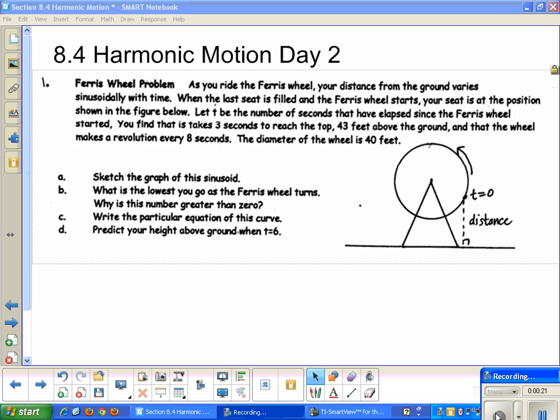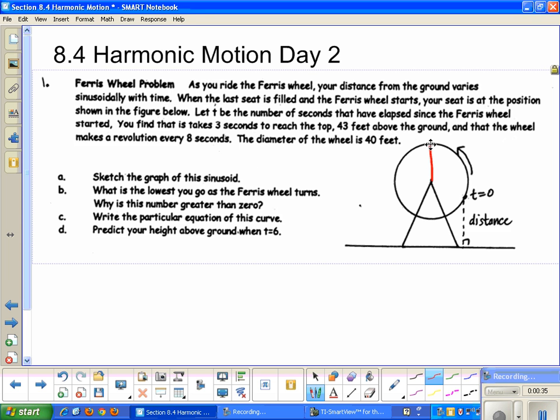You find that it takes 3 seconds to reach the top, 43 feet above ground, and that the wheel makes a revolution every 8 seconds. The diameter of the wheel is 40 feet. So that's the first thing I'm going to write in, just look at the picture here. If the diameter is 40 feet, which is this whole thing, then right here this would be 20, and this would be 20 for the wheel, the radius.